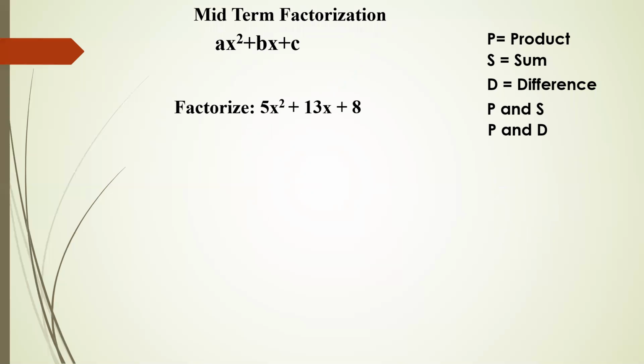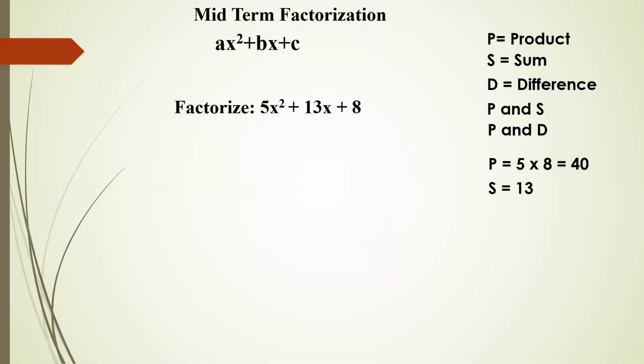So first, what is the sign in front of the last one? That is positive, that is plus. It means that you have to get a product and sum, the combination of the product and the sum. So what is the product? Product is 5 times 8, and that is 40. So what is the sum? That sum is 13, right? Okay, we have got a product is 40 and the sum is 13.